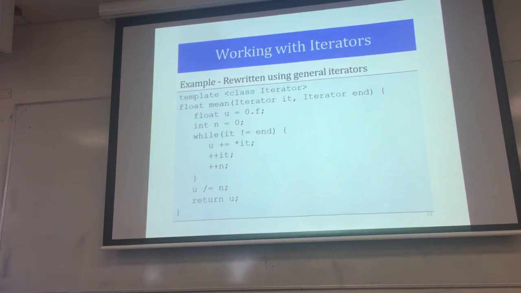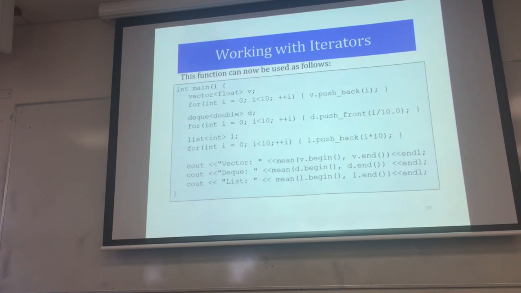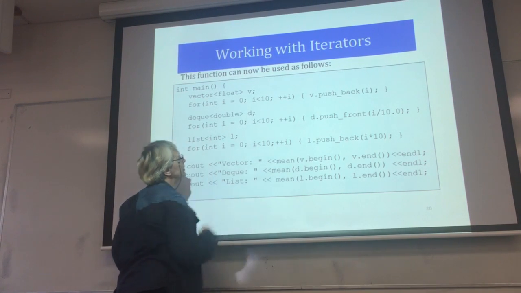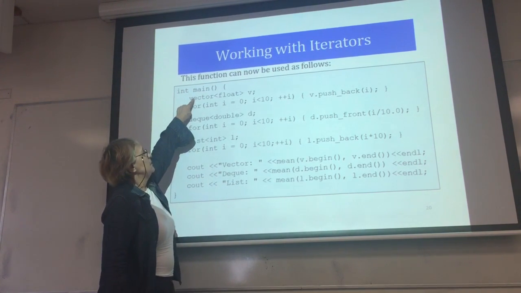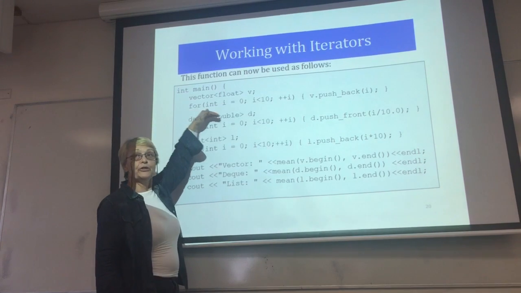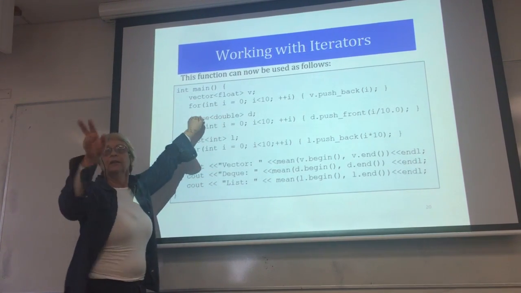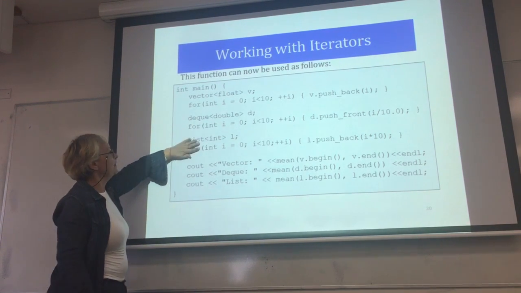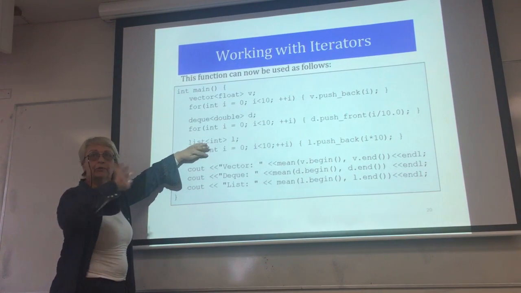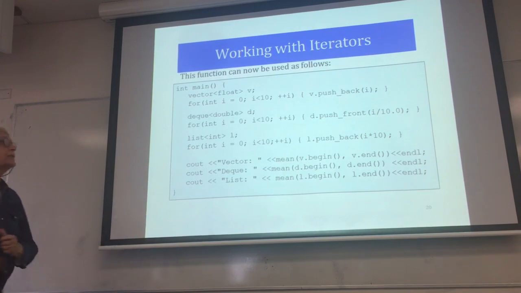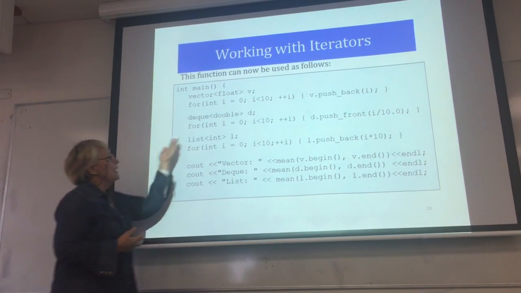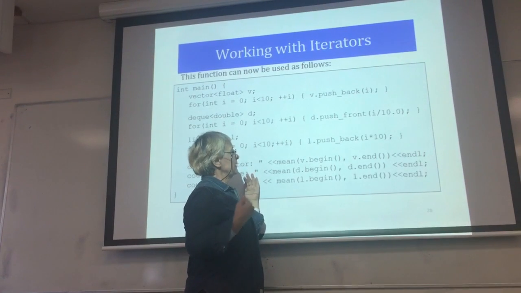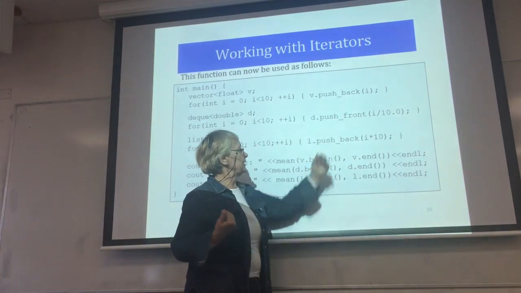No specific change happens. But with this approach, we can use our mean function with a vector like before, or with a double-ended queue, because this provides random access, which is an output iterator. List is bidirectional. It's more powerful than an output iterator. Therefore, our function template will work with list.